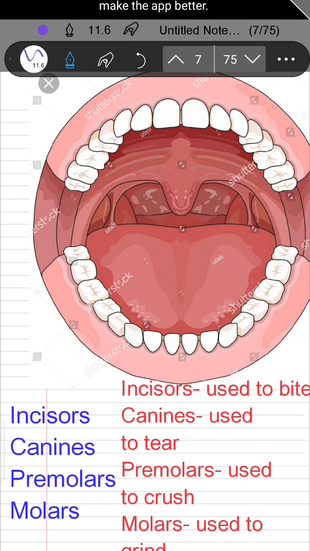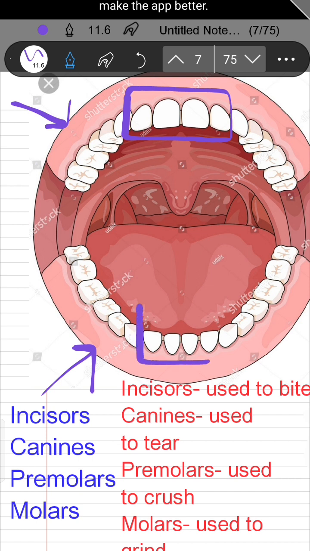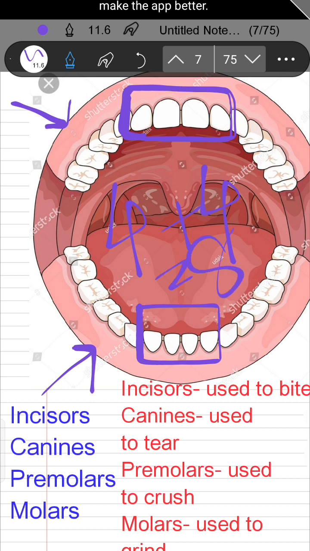First one is incisors. These 4 teeth that you can see at the front of the jaw are called incisors. As we know, this is the upper jaw and this is the lower jaw. In the lower jaw, these 4 teeth are called incisors. In the upper jaw also, these 4 teeth are called incisors. So how many incisors do we have in total in our mouth? 4 plus 4 equals 8 incisors.